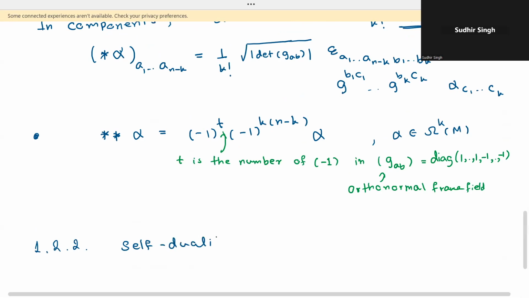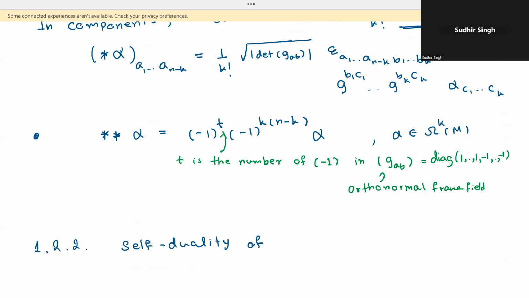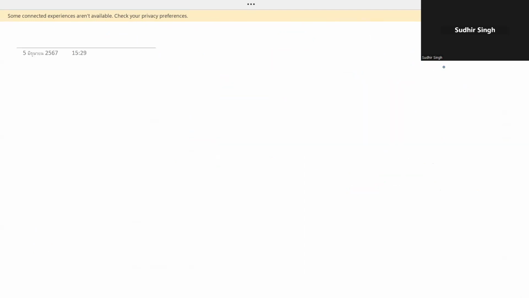Self-duality of two forms on 4-dimensional manifold. Maybe it should start a new page actually. Let me just do that. Self-duality of two forms on 4-dimensional manifold.